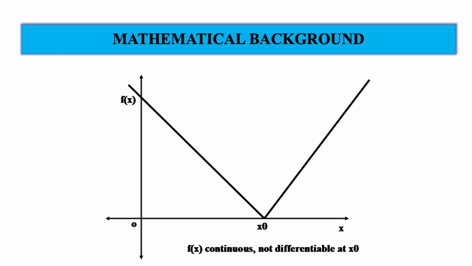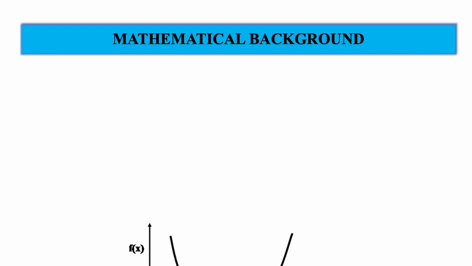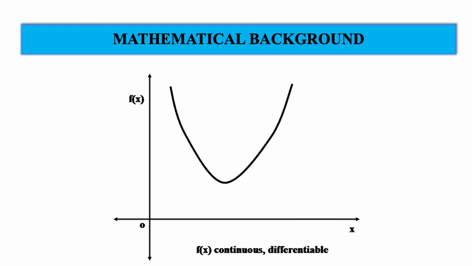Now here is a function which is continuous, but it is not differentiable at x naught, while we can see that this function is continuous at every point, including x naught. And here is an example of a function which is continuous as well as differentiable.